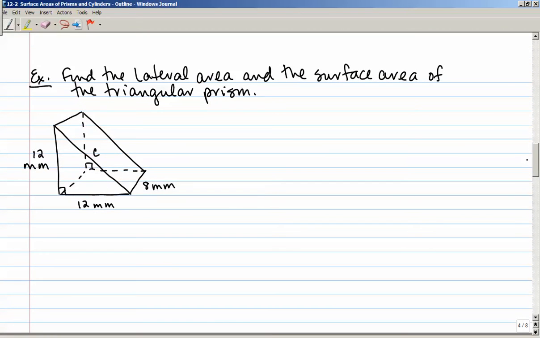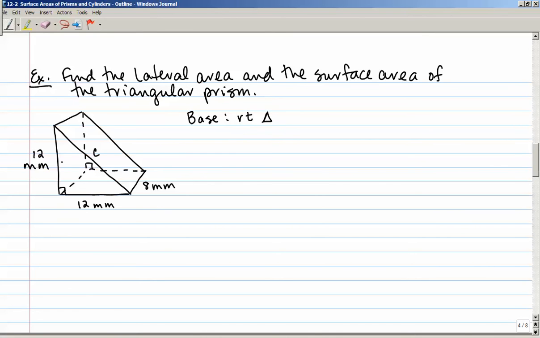Let's do an example here. Find the lateral area and the surface area of this triangular prism. So what I'd like to do first of all is identify what the base is. Now you might think the base is on the bottom. In that case it would be this 12 millimeter by 8 millimeter rectangle, but that's not the base. Base doesn't mean bottom. Base, when you're talking about a prism, is one of two parallel congruent faces. And in this case, the base is a right triangle.